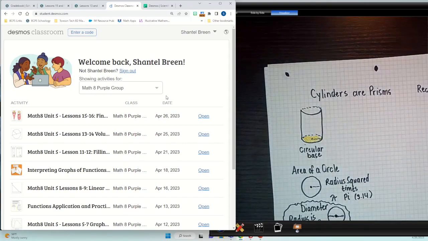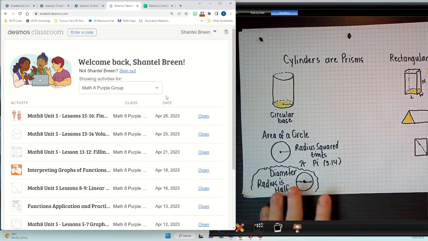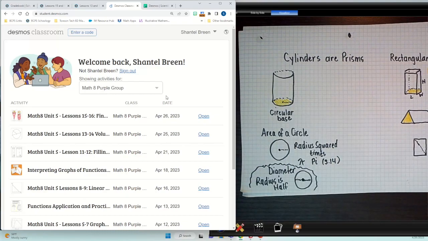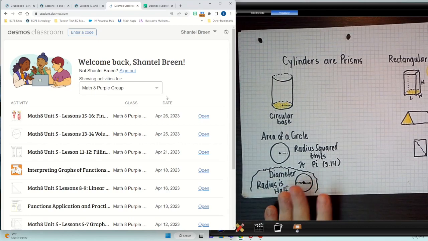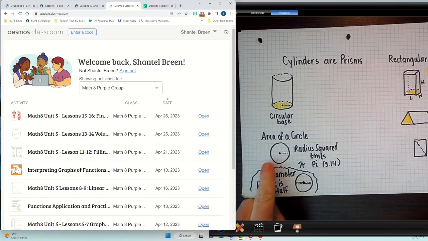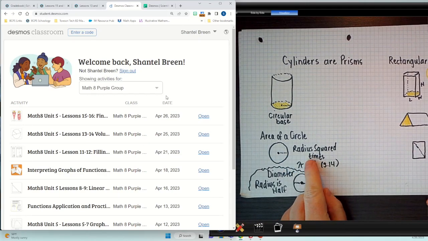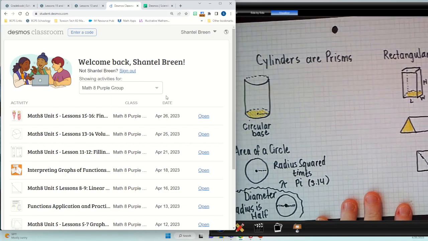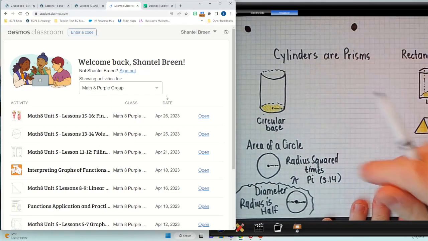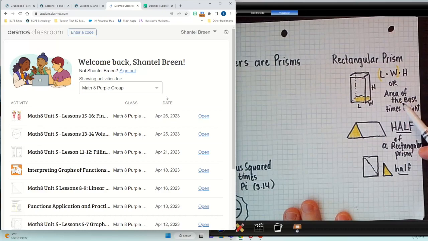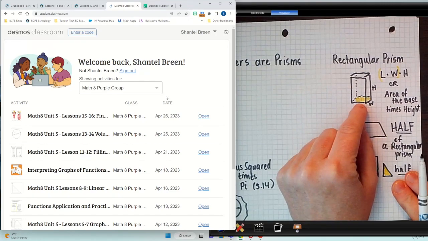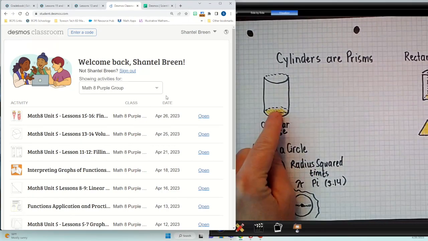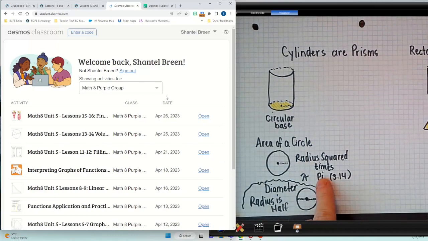So when we're working with our cylinders, if we know the radius of our cylinder and we know the height, then we can find the volume. So again, you need the area of a circle, which is just radius squared times pi. And then to find the volume, we just multiply that by height, just like we do for a rectangular prism. Area of the base times height, or length times width times height. The area of the base of a rectangle is just length times width, but the area of the base of a cylinder is pi r squared, or radius squared times pi.